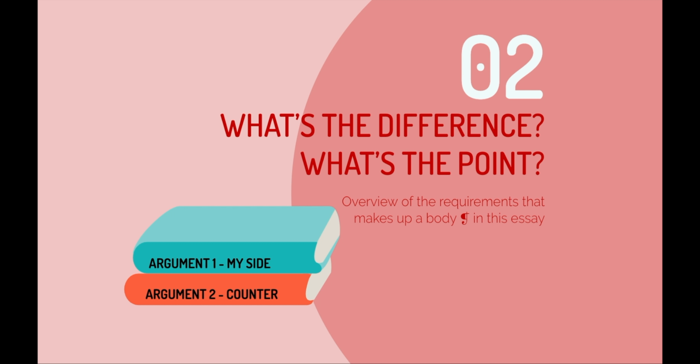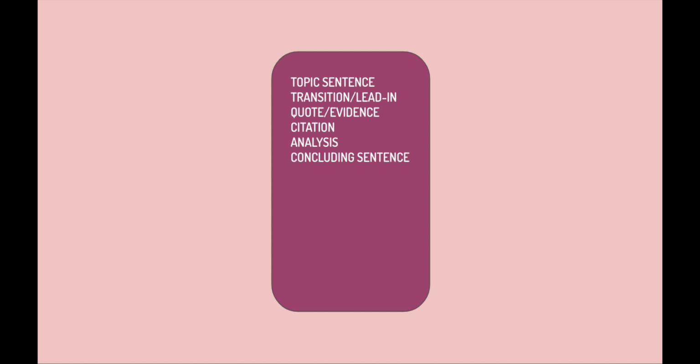Number 2, what's the difference? What's the point? So in this section, we're going to look at an overview of requirements that make up a body paragraph in this essay. So hopefully this is review. These are the elements that consist of a body paragraph: your topic sentence, a lead-in, some evidence, proper citation, analysis, and a concluding sentence.